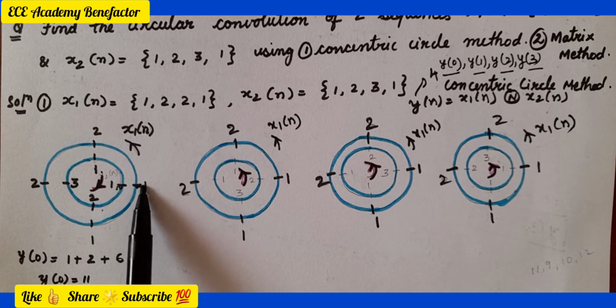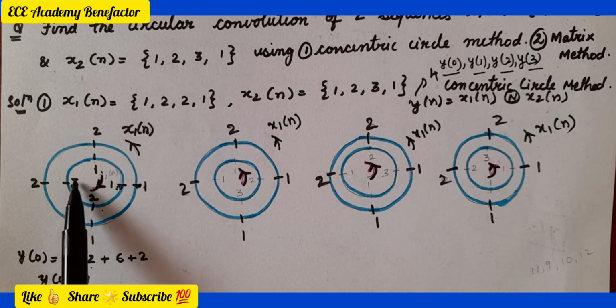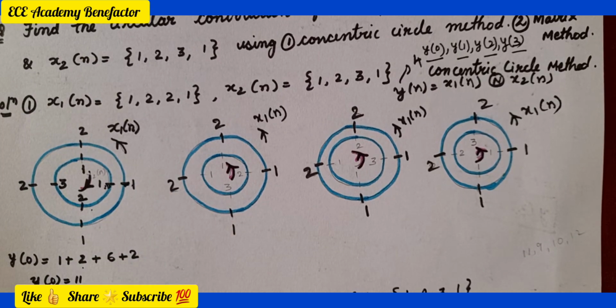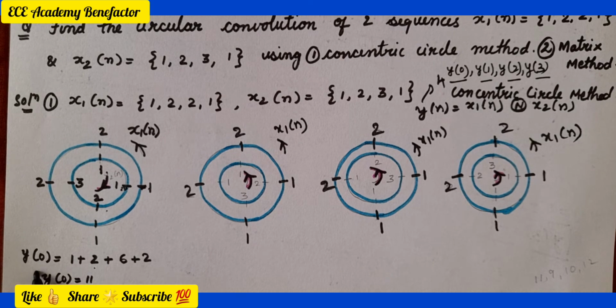1 ones are 1, 2 ones are 2, 2 threes are 6, 2 ones are 2. So after multiplying, add them. It will come as 11. So you got y of 0 as 11.